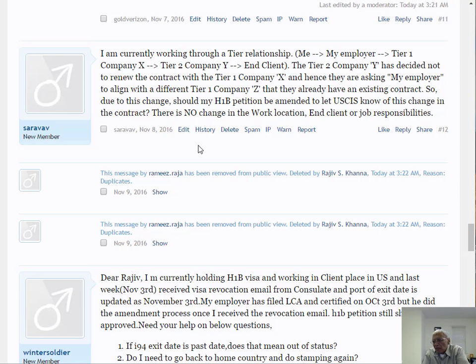But then again, government can take the position that if one of the vendors changes, we want to take a look at the case again. I do not know the answer to this question.